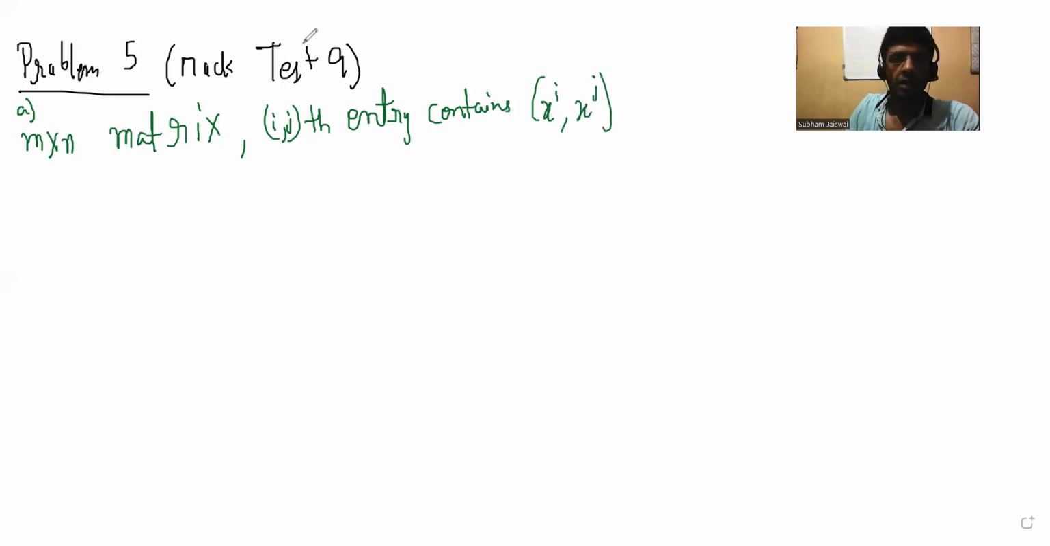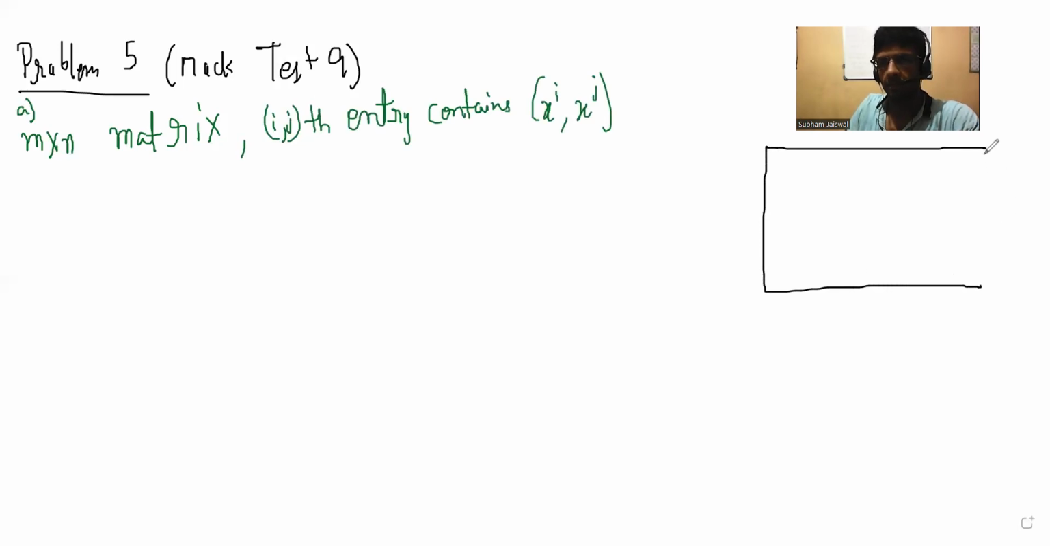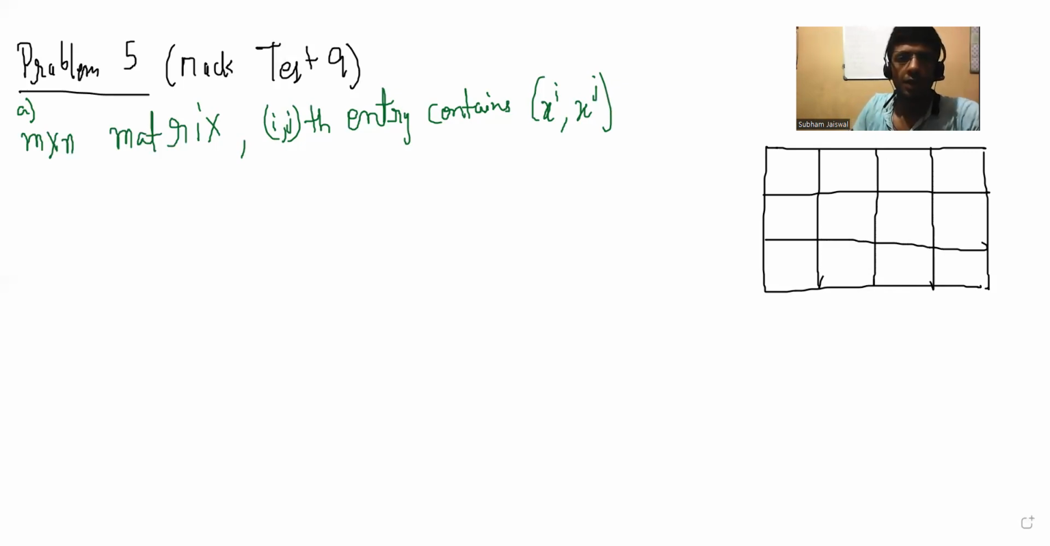So what does it mean? It's good to take an example. Here it will be x comma x. So this is the 1 comma 1 entry. We are going with that convention, and so this is 1 comma 2, and so on. This is 2 comma 3, and so on. This is how we have filled up the matrix.